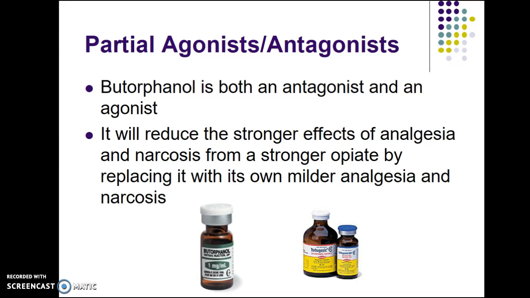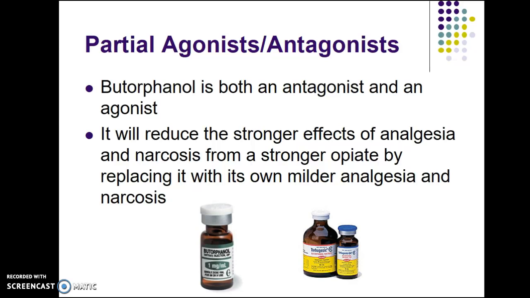So there is something called a partial agonist antagonist type of drug, just to make it even more confusing. And butorphanol is one of those drugs. Your book gives an example, and it's basically talking about this drug, it just doesn't name it. It is both an antagonist and an agonist. It is a lighter analgesic, and also induces some narcosis, so it makes the animal a little drowsy.